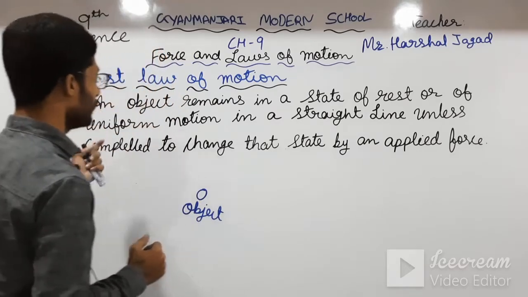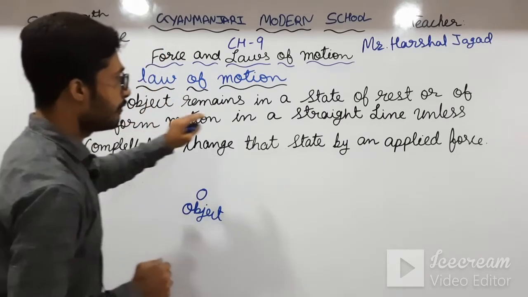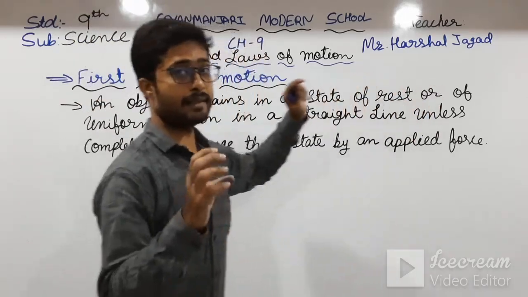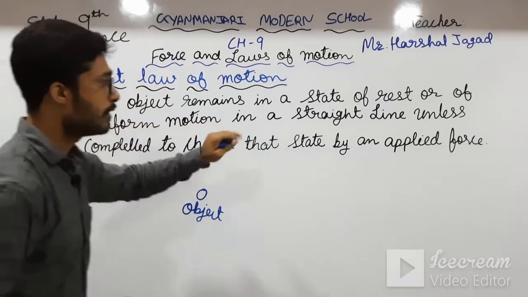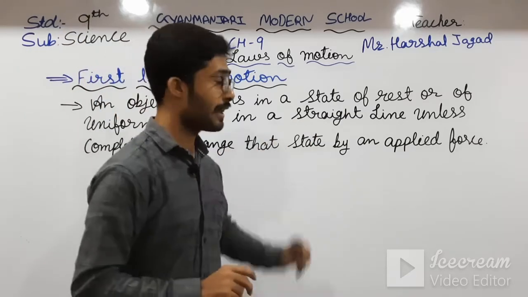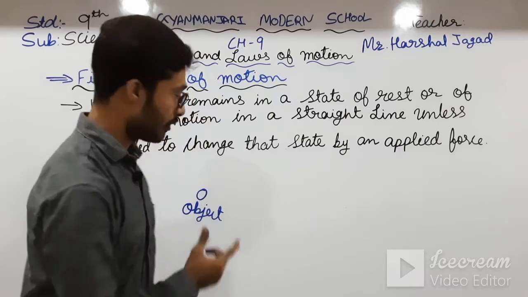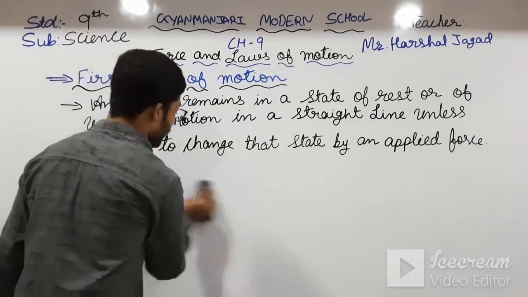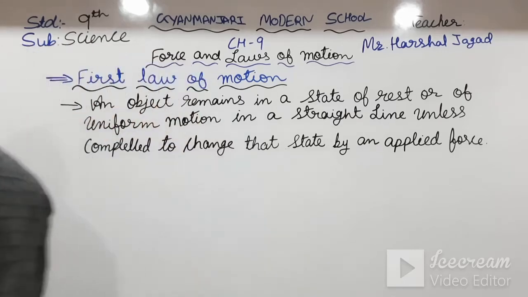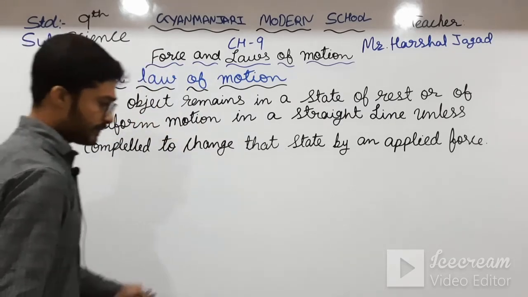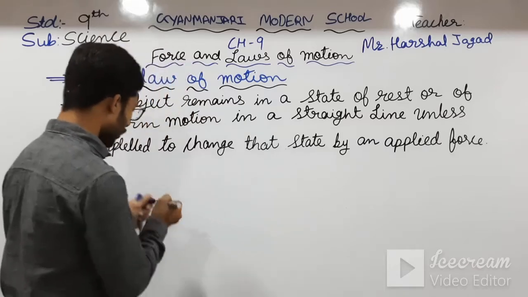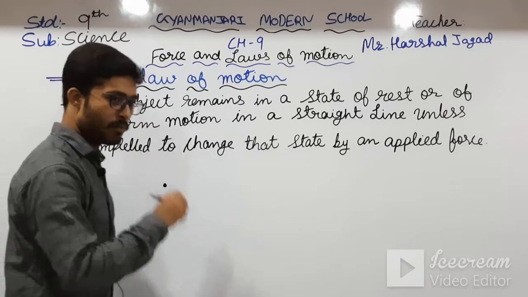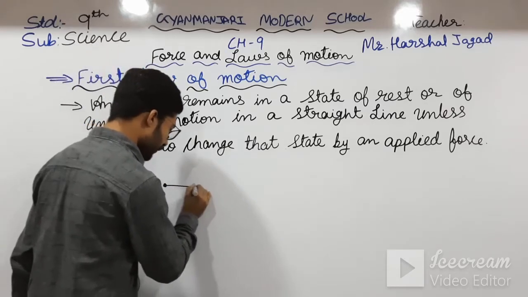Now we will move further. This was the state of rest. Now I think about the object moving in uniform motion in a straight line. Okay students, now we will go on with this. See here students, now there is an object. If I say, students, this is an object and it is moving with uniform motion.